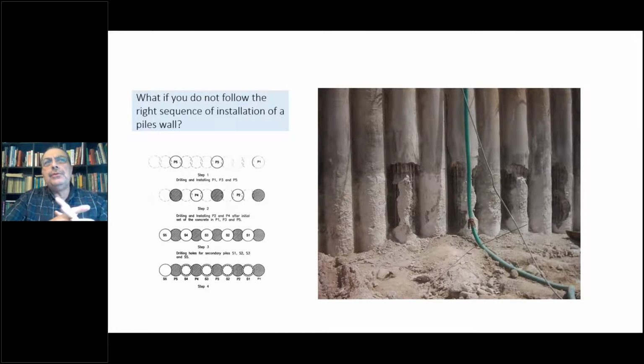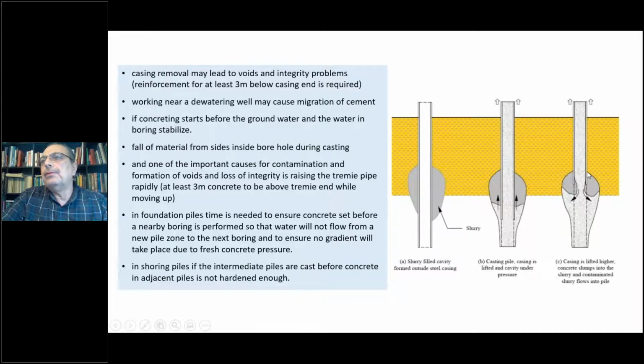Sometimes if you don't follow the right sequence of installation of pile walls, you may face fall of the concrete from one side to another, or the soils also may fall into your hole if the casing is not deep enough, and if it is pulled up very rapidly. For example, if you have a cavity and you pull up the casing, then the concrete will fall into the sides during the casing withdrawal and may cause necking in the pile that keeps the reinforcement without concrete.